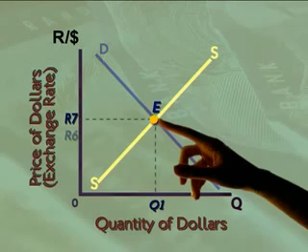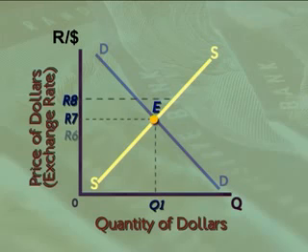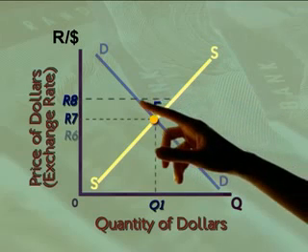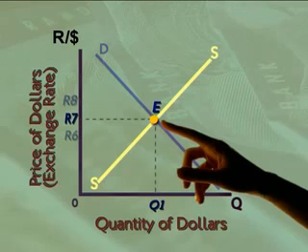If the price of a US dollar is more than 7 Rand, perhaps 8 Rand to the dollar, demand will drop. There's an excess supply of US dollars, and this excess supply will force the price down. In this market, the forces of supply and demand will ensure that the price of a dollar will always return to an equilibrium price of 7 Rand for 1 US dollar.